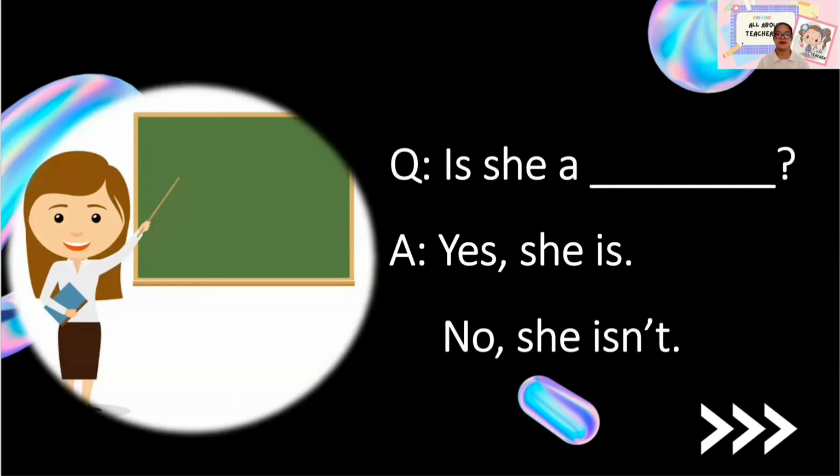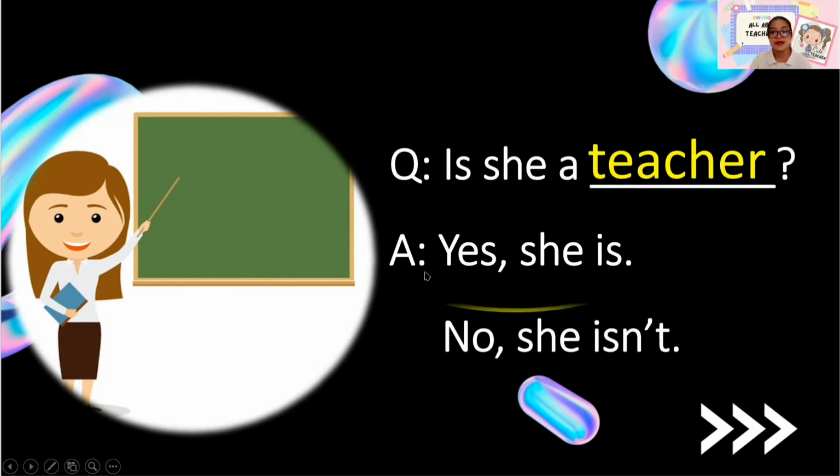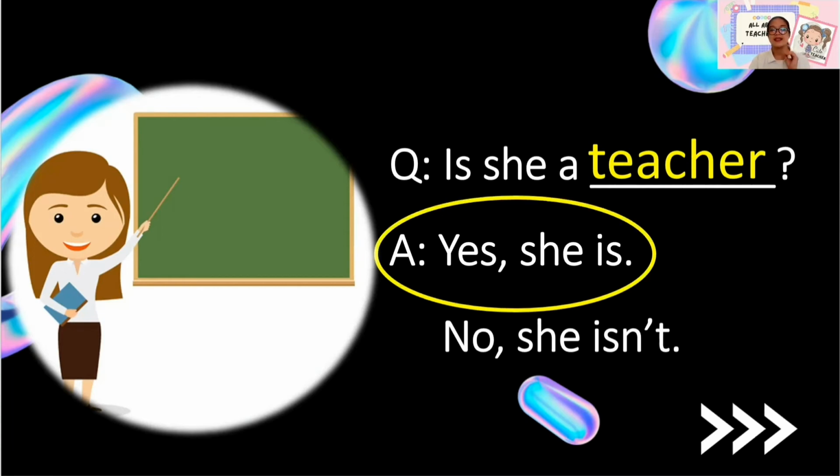How about this one? The question of Teacher JV is, is she a teacher? Based from the picture, is she a teacher? What do you think is the answer? Yes or no? Very good. Yes, she is. So as what we can observe here, the teacher is inside the classroom and there is a board. She also has a stick and she has a book.